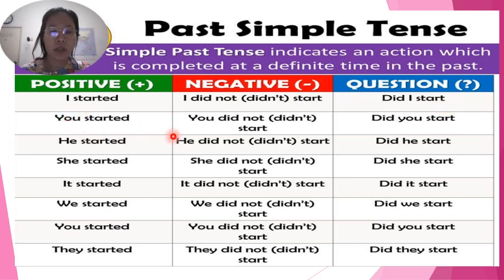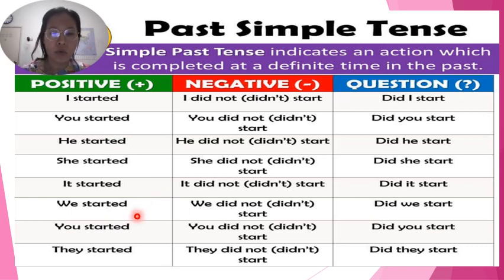You started. You did not start. You didn't start. Did you start? He started. He did not start. He didn't start. Did he start? She started. She did not start. She didn't start. Did she start? It started. It did not start. It didn't start. Did it start?